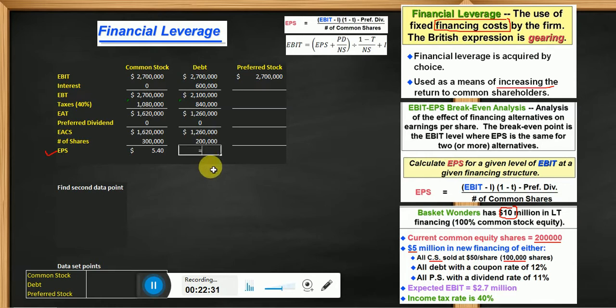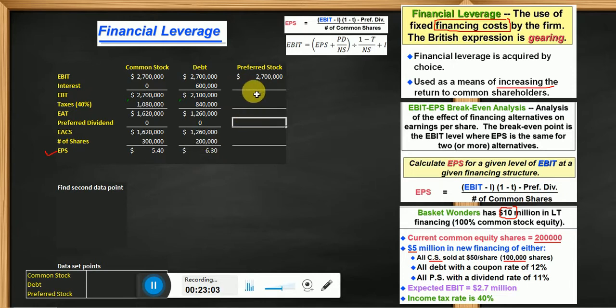Finally, how much is earning per share? The earning available to common stock has to be divided by the number of shares. So we have 6.3. So dear students, if you select the first alternative, the earning to the shareholder will be 5.40 per share. But if you select the second alternative, then the earning per share will be 6.30.